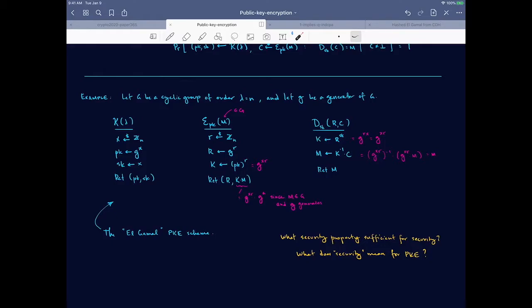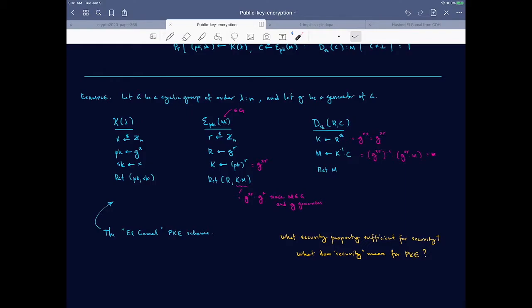But we can sort of stare at this for a second and think, okay, what property would be sufficient? Well, we know a property that would be necessary. For example, everyone sees the public key g to the x. So if you could compute the discrete log, then you could recover x from the public key, but x is the secret key, meaning now you could perform decryption at will. So clearly discrete log will have to be hard.